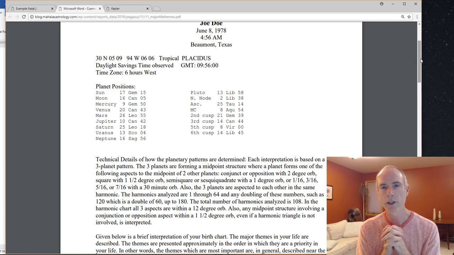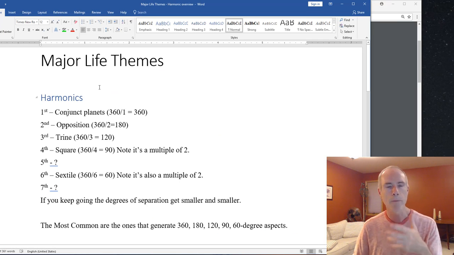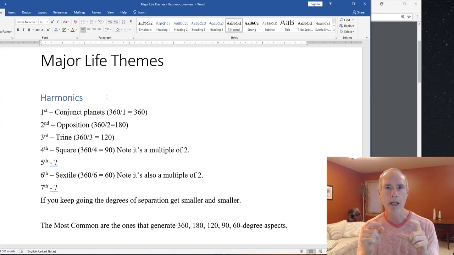The way that they do that, let me bring up this particular document here. I wrote down some notes about this. Major life themes use harmonics. When you look at any natal chart, you're going to find that the first harmonic is a conjunct. It's when two planets are on top of each other, with no degrees apart. 360 degrees, which is a whole circle, divided by 1, they're conjunct.